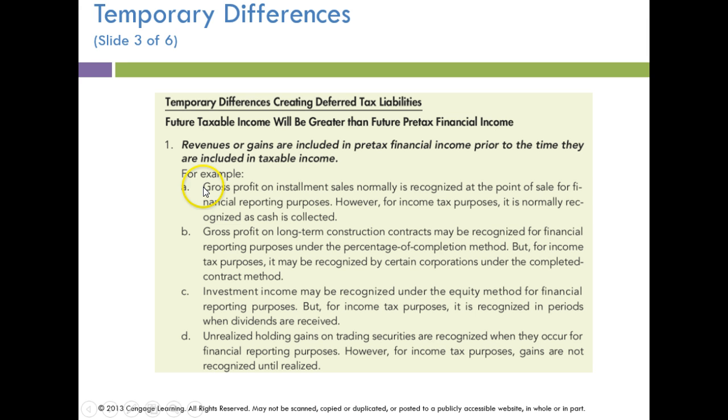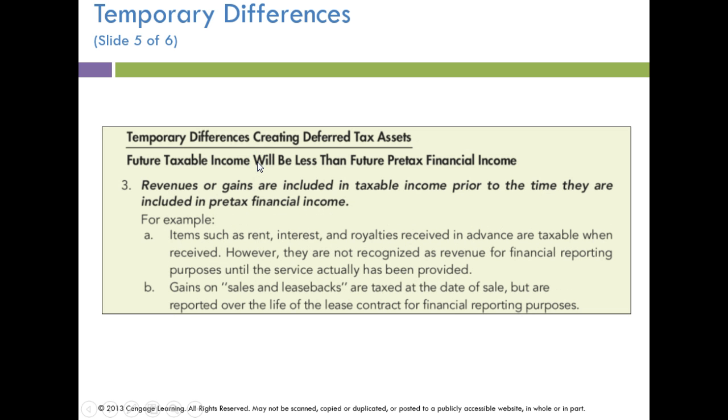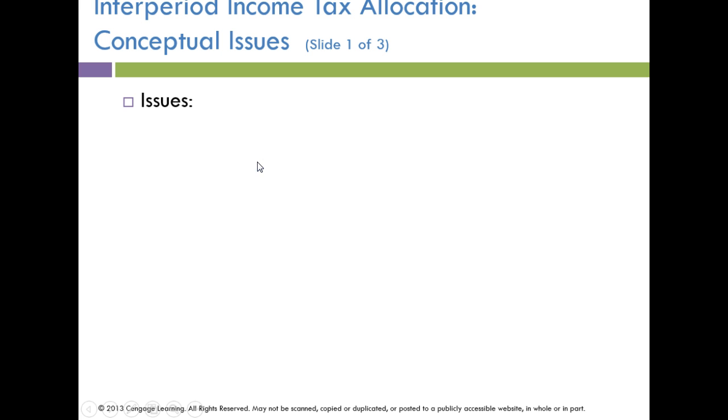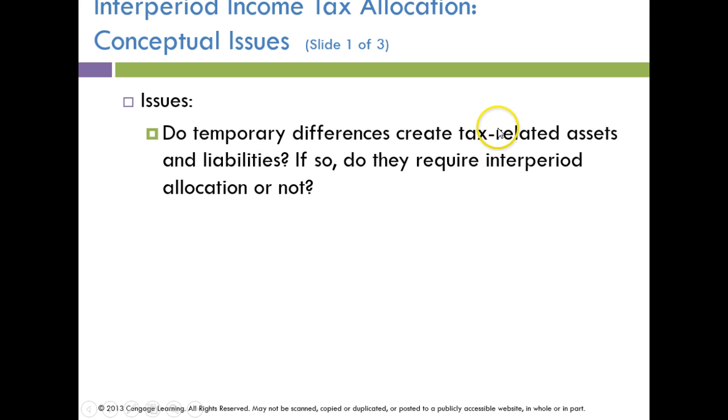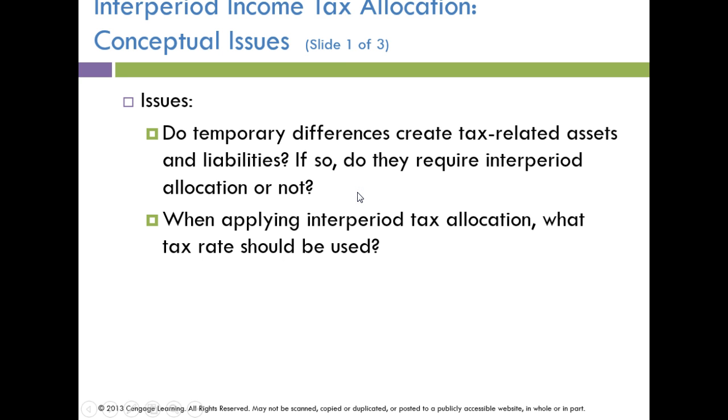So look at these examples. You'll probably see some of these again. That is the key: do temporary differences create a tax-related asset, or do they create a tax-related liability? Then we started talking last week about the tax rates. If it's going to create a tax liability in the future, we're going to need to know what the rate's going to be on that particular income. Do you remember how we went through some of those problems? That's another problem we'll go through today.